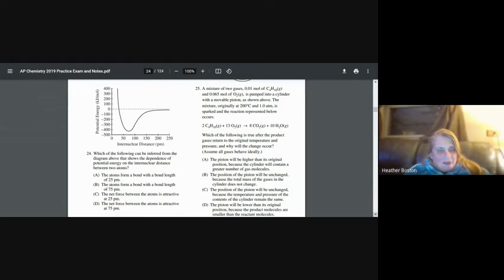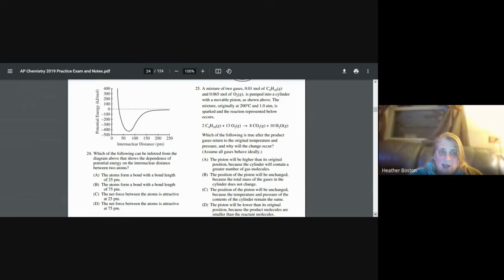Okay, here's our potential energy diagram. Remember, just look at the graph and see what we're reading. We're reading potential energy on the Y and internuclear distance on the X. The distance between two atoms in a bond is going to be the bond length, so the internuclear distance is the bond length. So you're looking at bond length here.